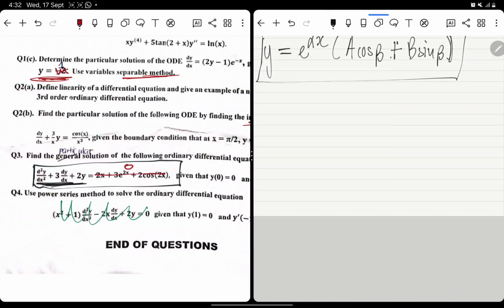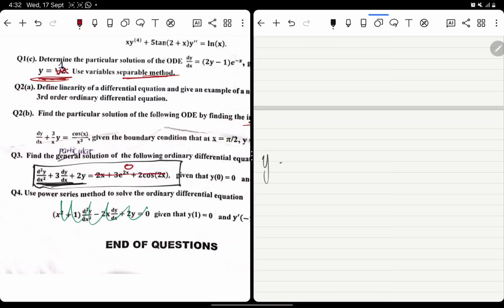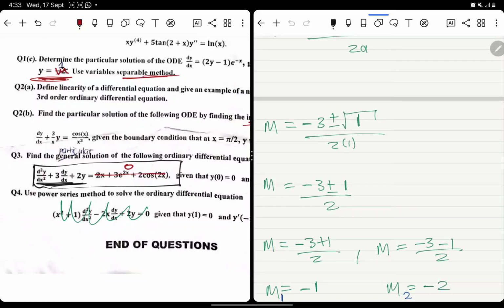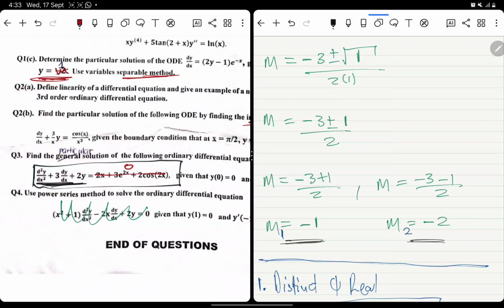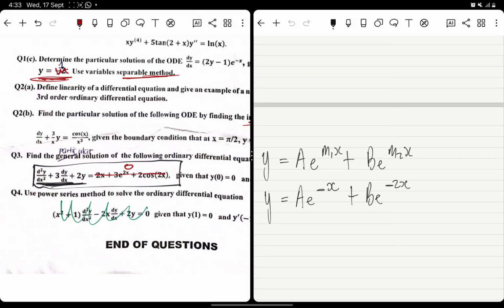So in our situation, let's go back to our situation. We got m1 to be -1, m2 to be -2. So now you're going to say y is going to be equal to a e to the m1x plus b e to the m2x, which is y equal to a e to the -x because m1 is -1, plus b e to the -2x because m2 is -2. So we put them as our powers. Then we have this as our general solution.